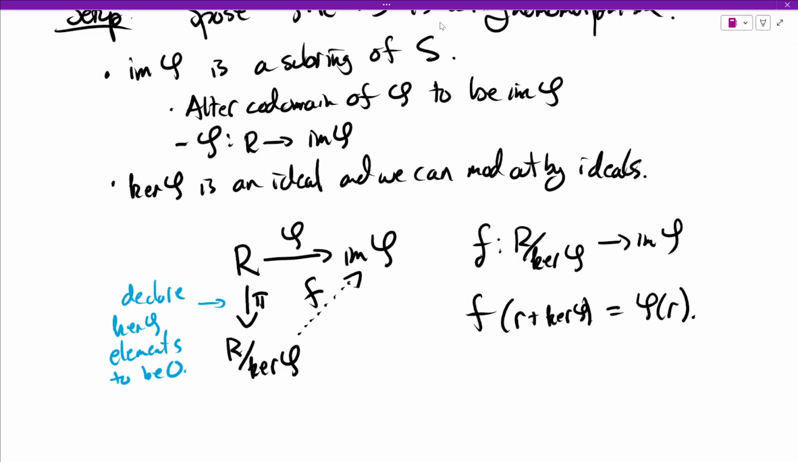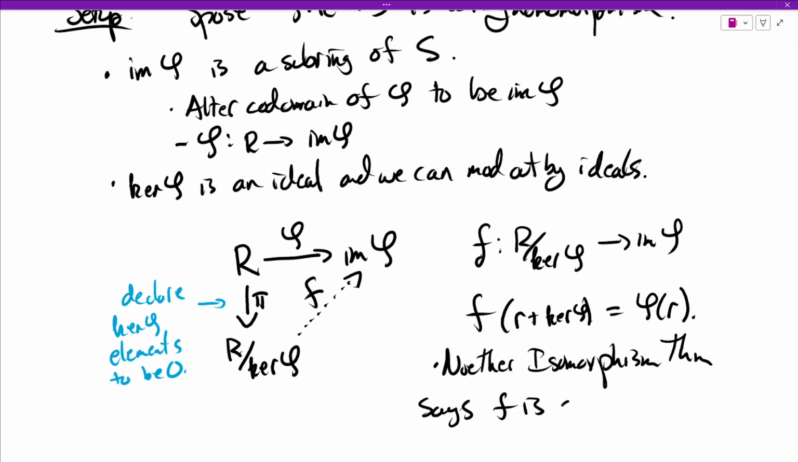And the content of the Noether isomorphism theorem, which is going to take up the next couple of videos, says that f is an isomorphism. And this is the fundamental result in this class. This is something very, very important to understand the proof of, and very, very important to remember.